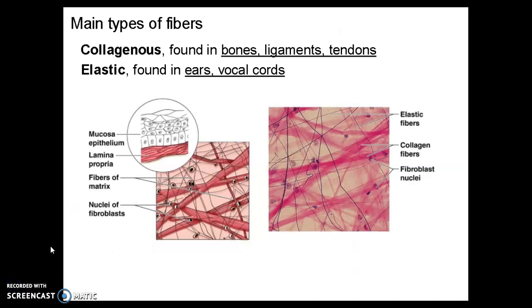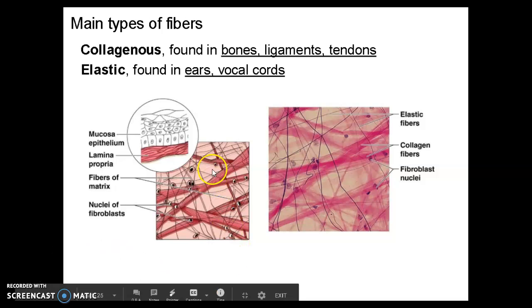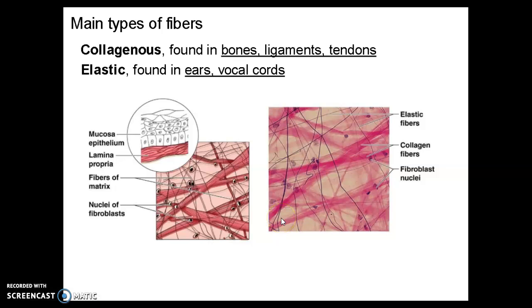In connective tissues, it's mostly fibers, more fibers than there are cells. And there are two types of fibers. First is collagenous, which is made of collagen. Collagen is that stuff that you see in face creams. It is a protein, and it makes these long fibers that's found in bones, ligaments, and tendons. These are the thick pink fibers you see in these images. Very, very strong, very, very tough.